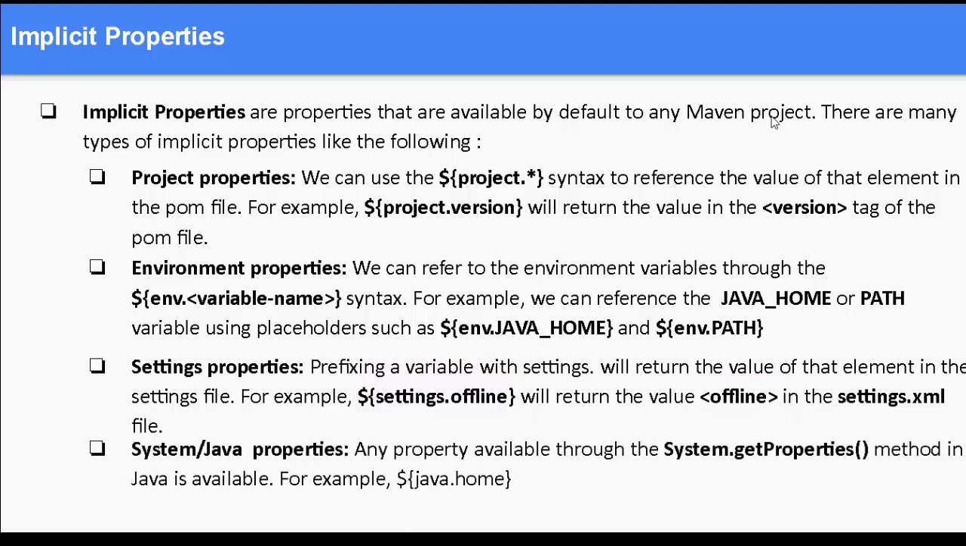The last one is system or Java properties. Any property available through the System.getProperties method in Java, we can access. If we write ${java.home}, then we can access the Java home variable. So that is all for now. We will discuss further important Maven concepts in upcoming lessons.